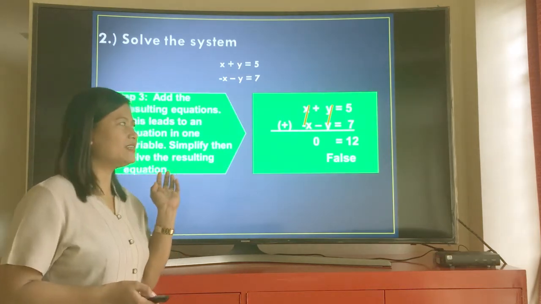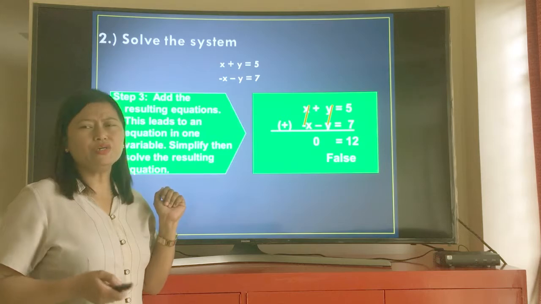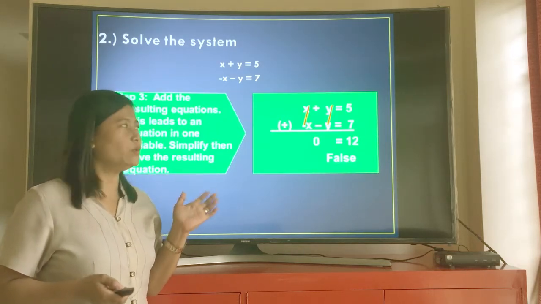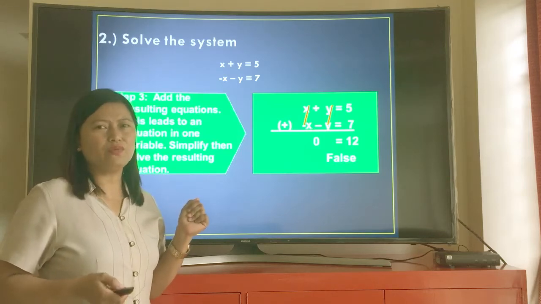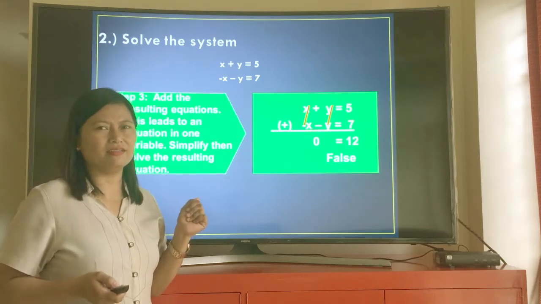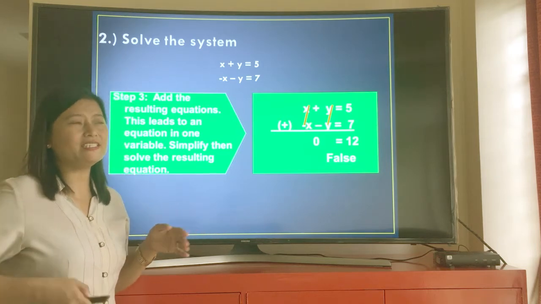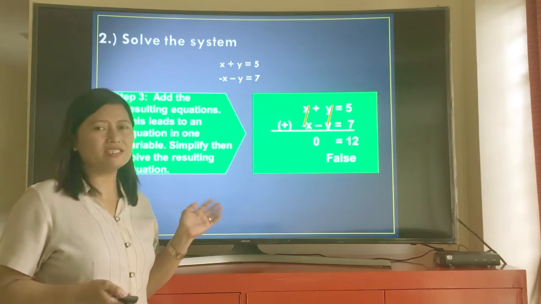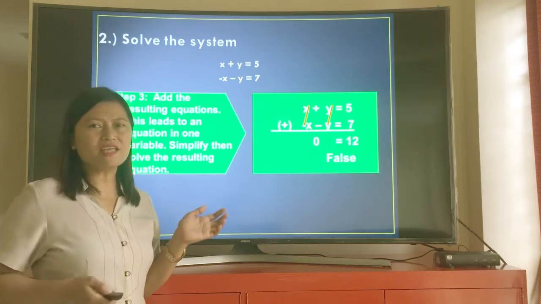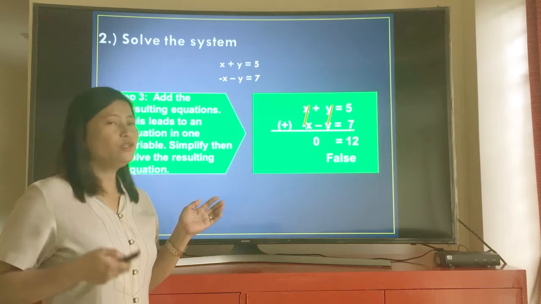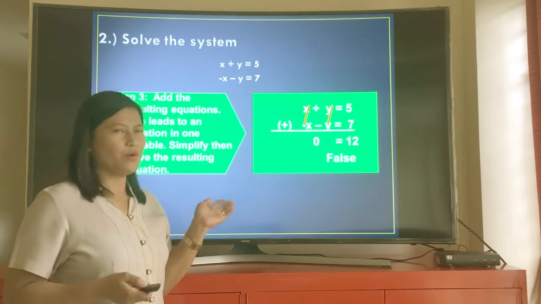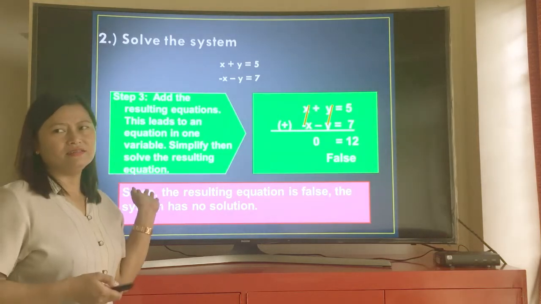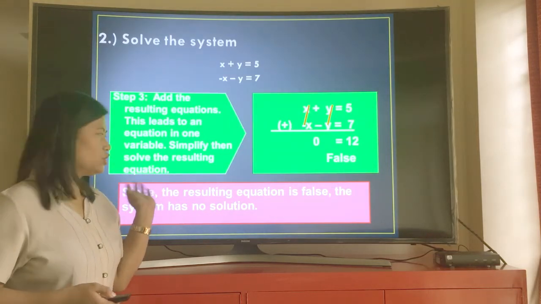Remember, in solving a system of linear equations using the algebraic method, when the resulting equation is true, the kind of system that we have is consistent dependent. So the number of solutions is infinitely many. When the resulting equation is false, the kind of system that we have is an inconsistent system. So, in this system, we do not have a solution.